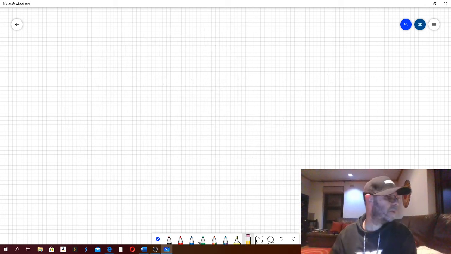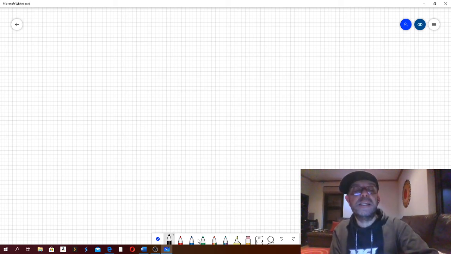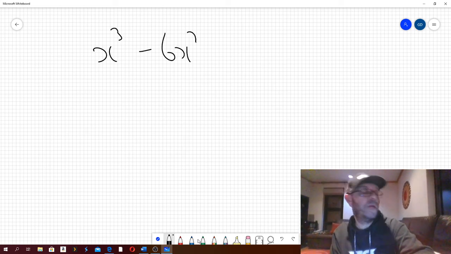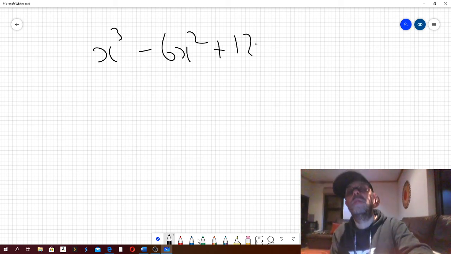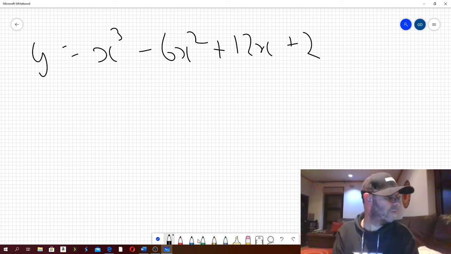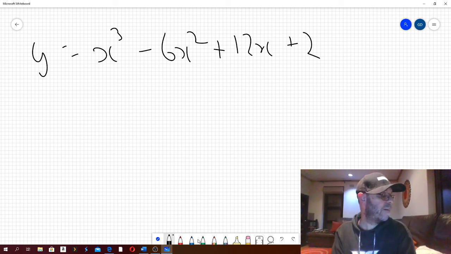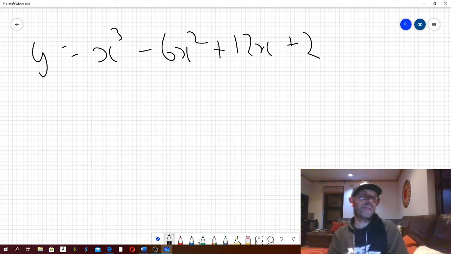Okie dokes, so we're going to do number 4 now. Find the equation of the tangent to the curve x cubed minus 6x squared plus 12x plus 2. Okay, so they want the equation of the tangents to the curve that are parallel to the line y equals 3x, or in other words, have a gradient of 3. So there are some tangents that have a gradient of 3 for this curve.